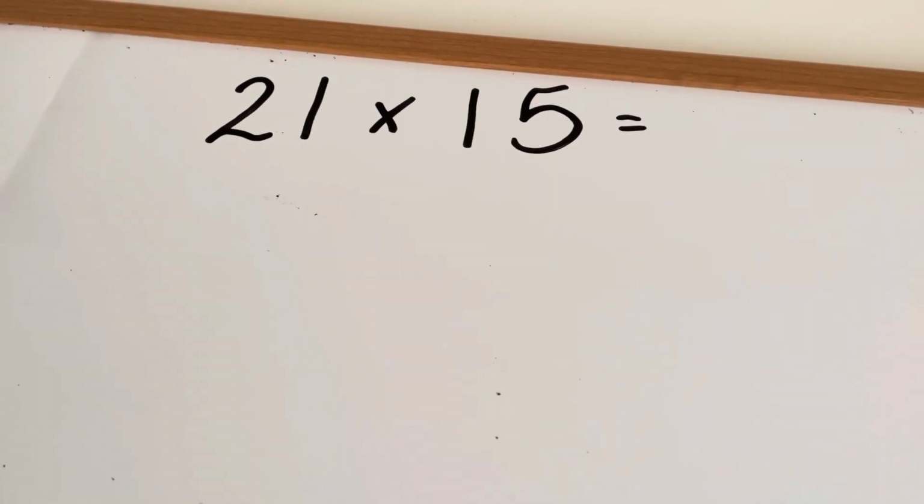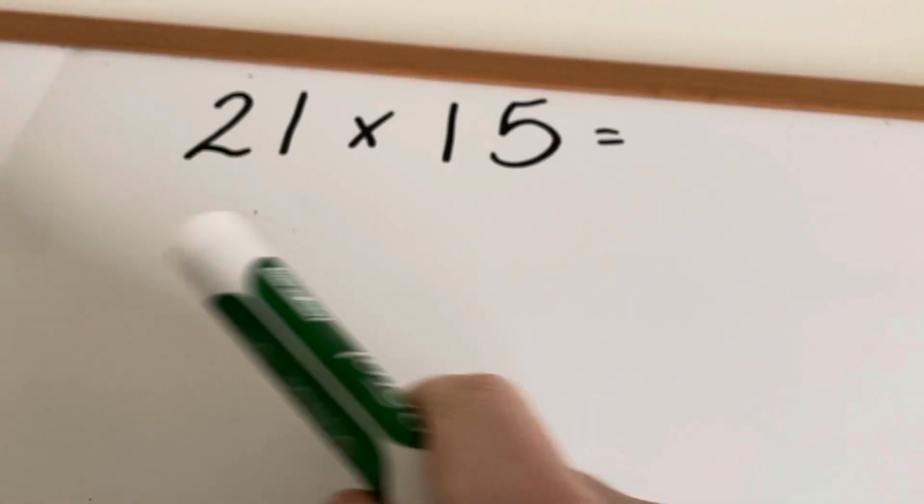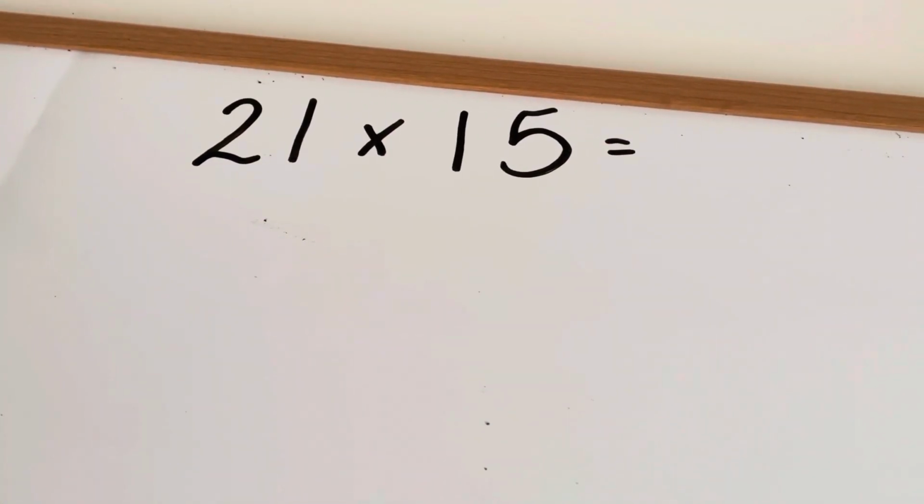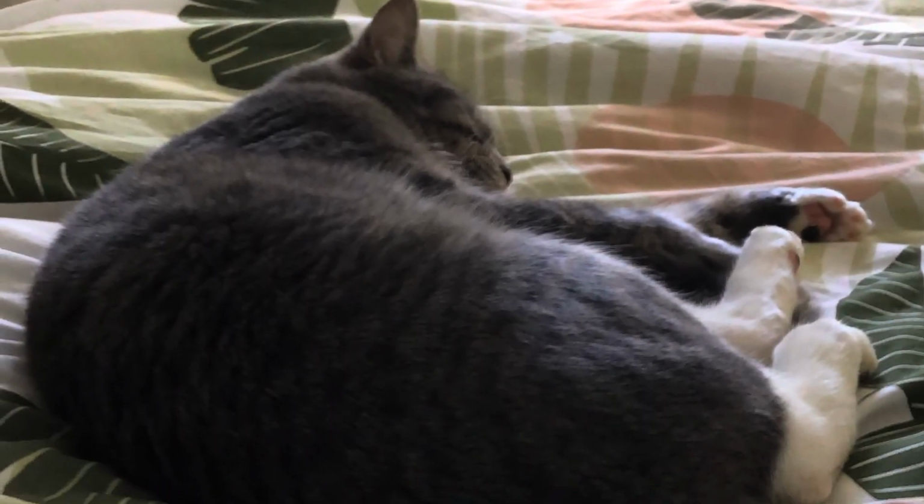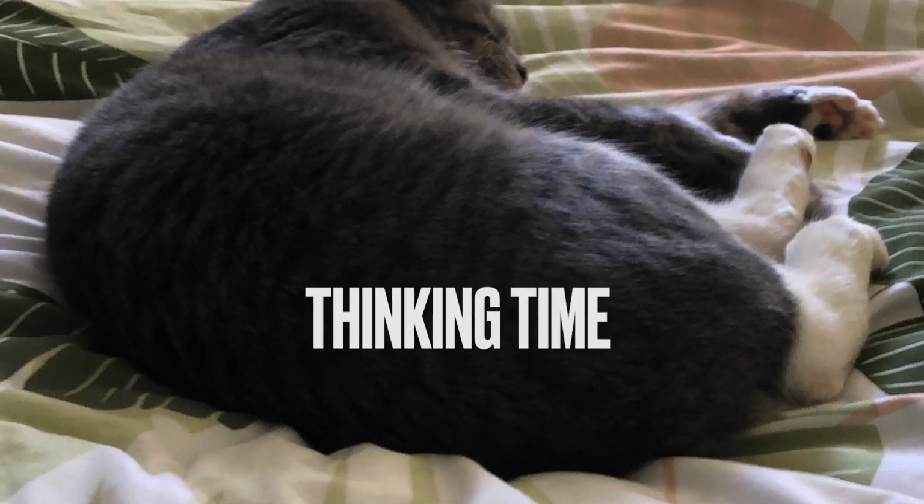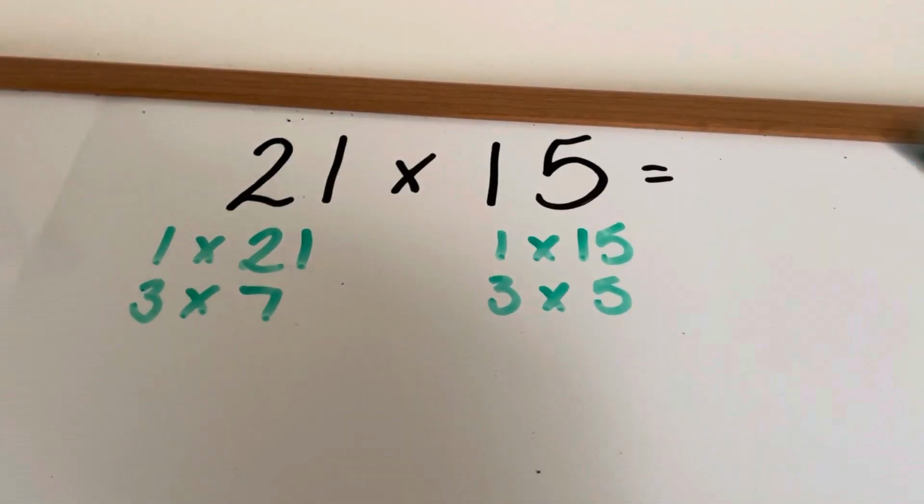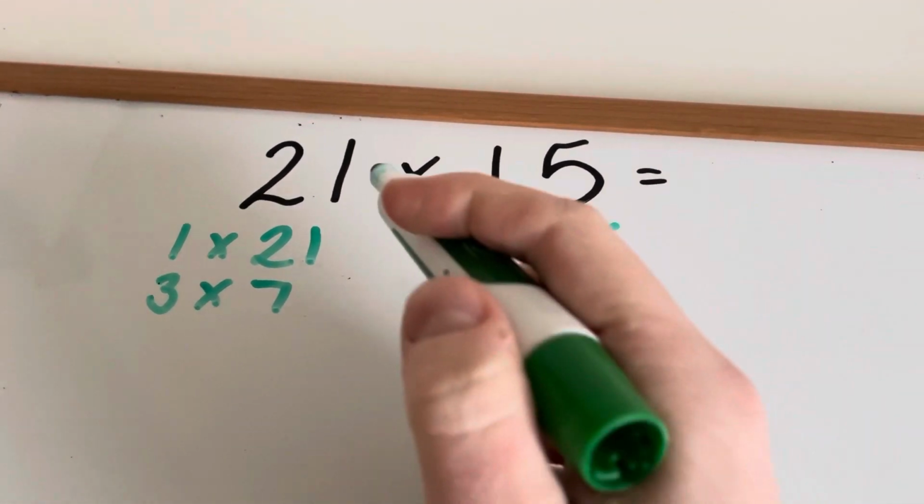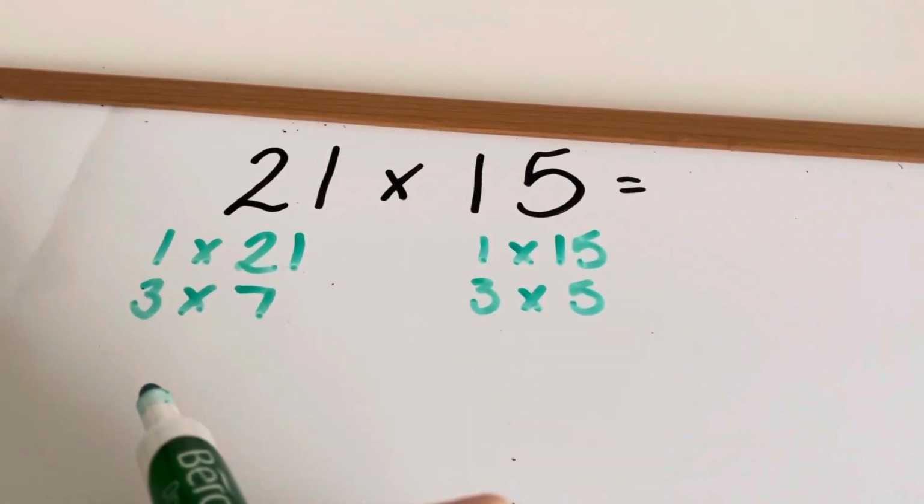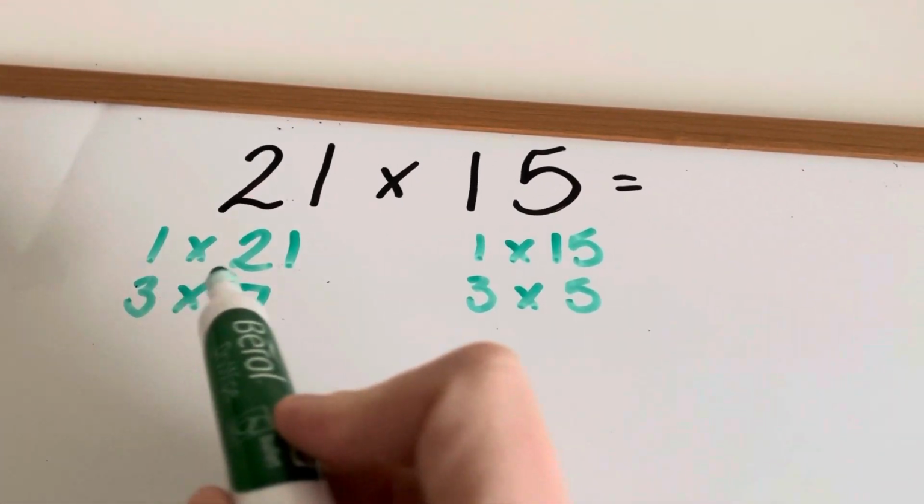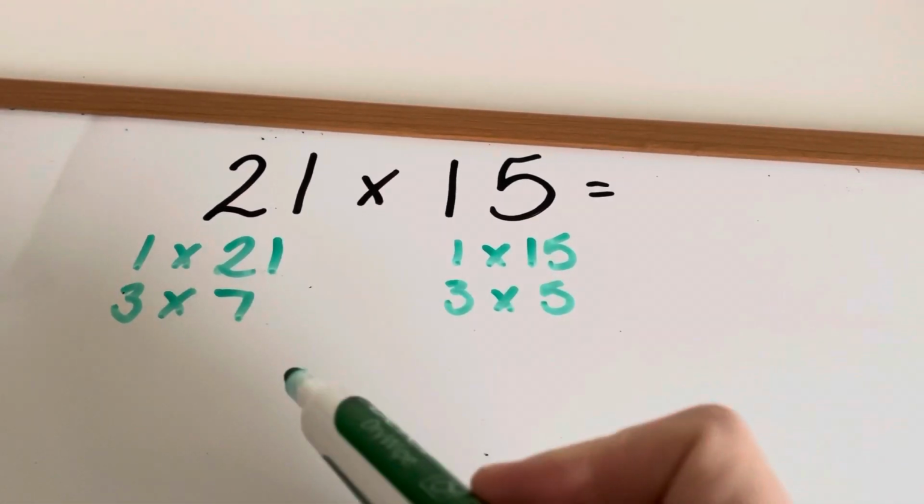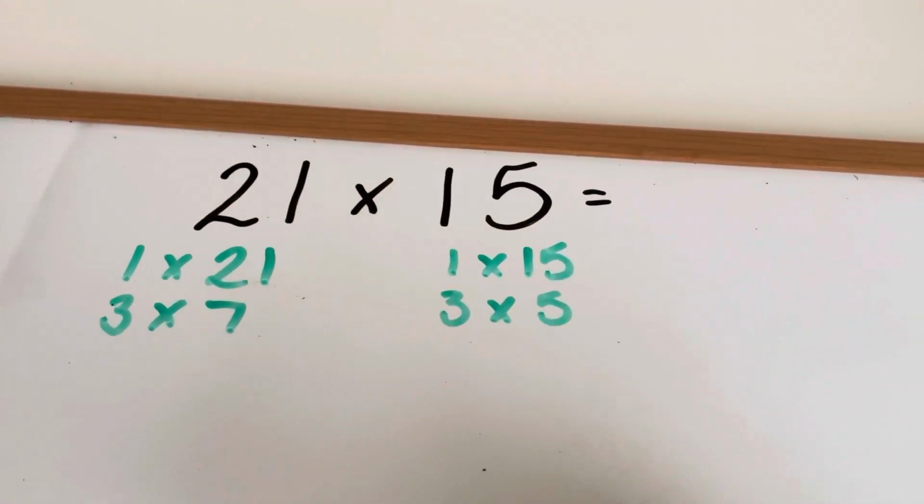Pause the video and list the factors of these numbers. Off you go. Right, I hope you've got something that looks a bit like this. So for 21, we've got 1 times 21, that's one pair of factors, and we've got 3 times 7. 3 times 7 is 21, so that is a factor of 21.